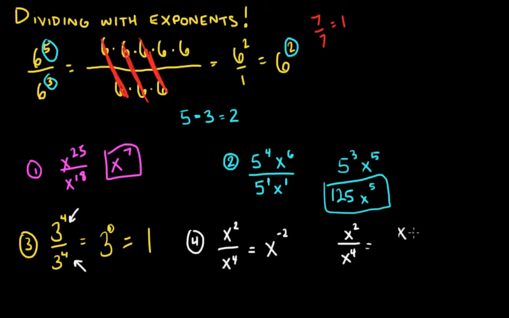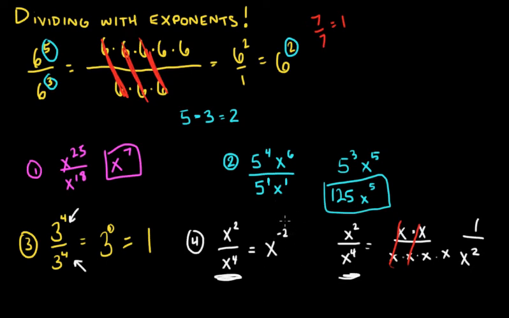So that's x times x divided by x times x times x times x. Well, just like before, there's some stuff that cancels out. So these x's cancel out, these x's cancel out. And I'm left with 2 x's on the bottom and nothing on top, a 1 on the top. So that's 1 over x squared. Now, wait a second. This is the exact same problem. This is the same as this, but I got two different answers.